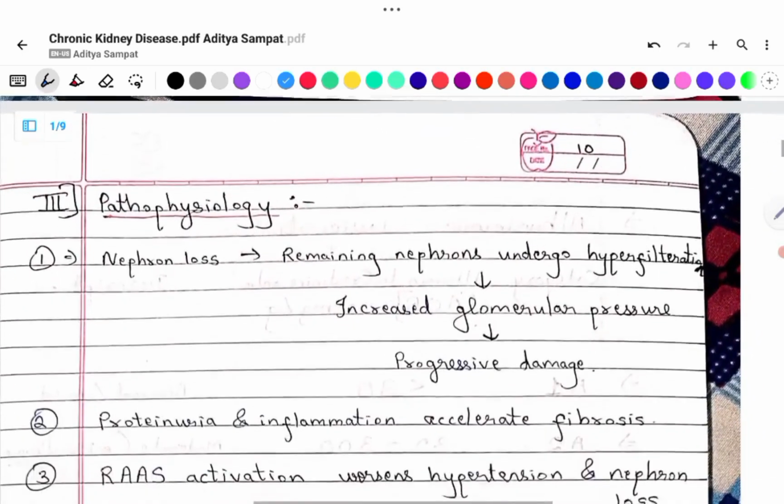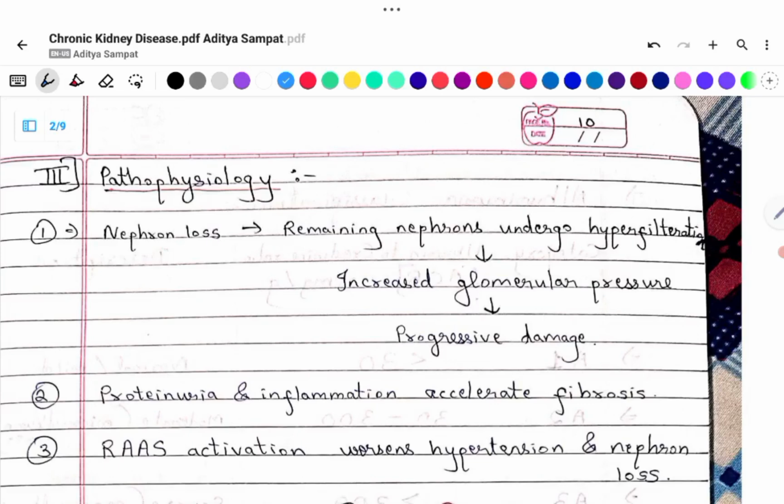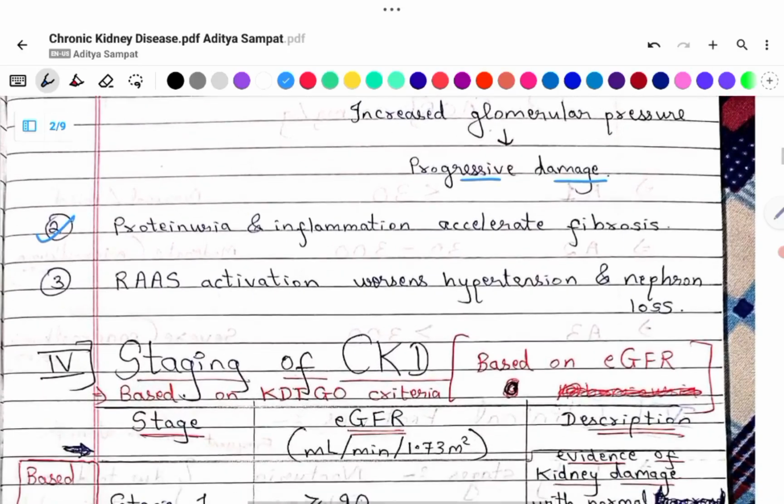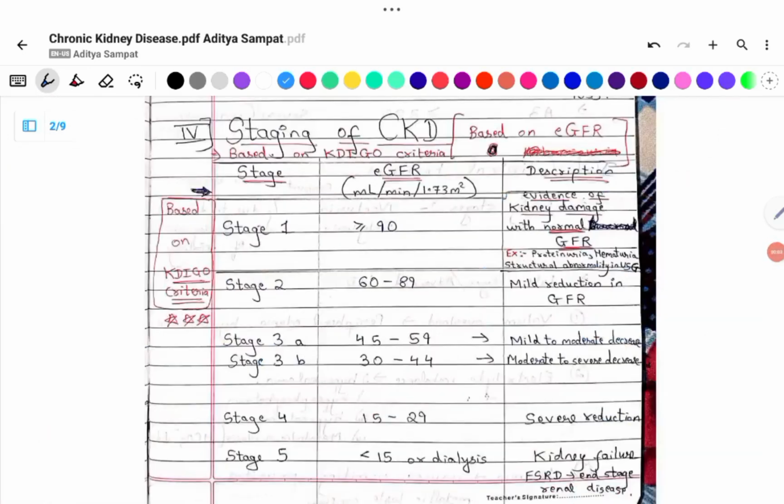Now let's move on to the pathophysiology. Nephron loss leads to remaining nephrons undergoing hyperfiltration, leading to increased glomerular pressure, leading to progressive damage. Second, proteinuria and inflammation accelerate the fibrosis. Third, RAS activation worsens hypertension and nephron loss. Staging of CKD based on the KDIGO criteria based on eGFR.